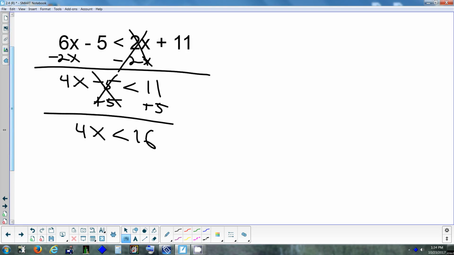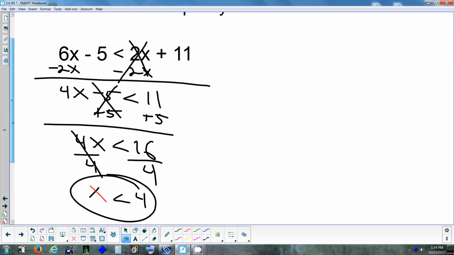And how about Nathan? What's my last step? Your last step is to divide by 4 on both sides. Yep, divide both sides by 4. Now he said 4. Should I flip the sign? No, I don't need to flip it because I divided by a positive. It doesn't even matter what, it's just a positive something. What's 16 divided by 4? Yeah, 4.